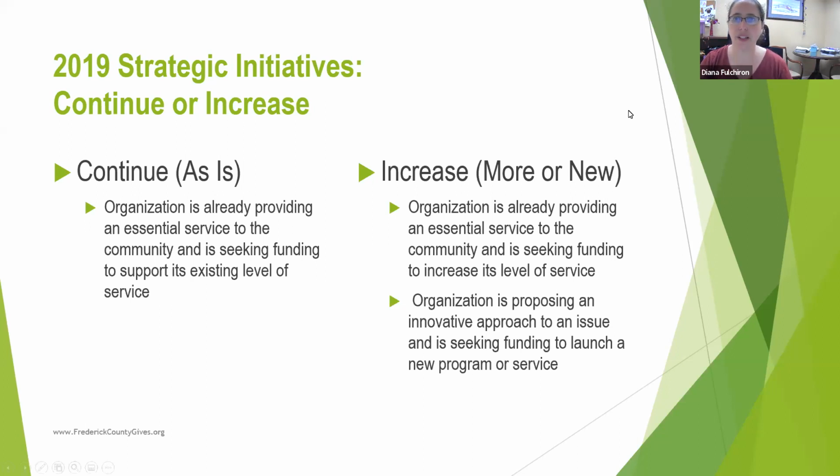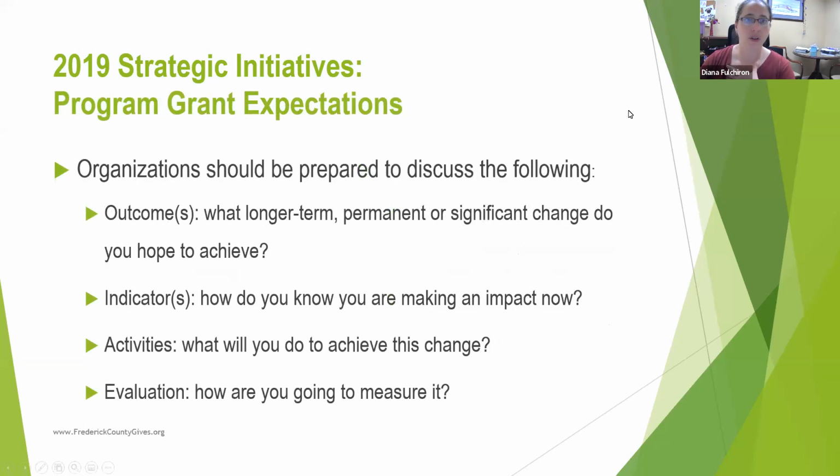All right, so let's keep going. Let's talk a little bit about the application expectations. When you are going into the application, you're going to need to talk about outcomes. What's the long-term significant change that you're hoping to achieve by running this program? You're also going to need to talk about indicators. Those are things that are changing that you can measure that indicate that you're making a difference now, like what has changed since you started this program.